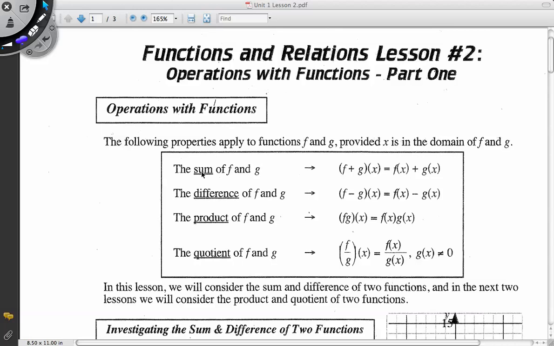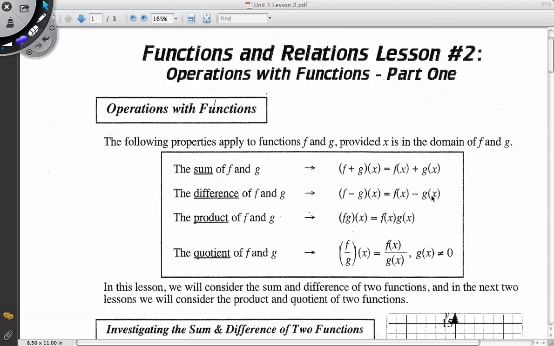The sum of f and g can be written as f plus g of x, or you can split it apart and write f of x plus g of x. It really means the same thing. You're adding the two functions. So if these functions are written like x squared plus 2x and x squared plus 3x, adding them together you get 2x squared plus 5x. And that's what's meant by this. You're just adding the two functions together.